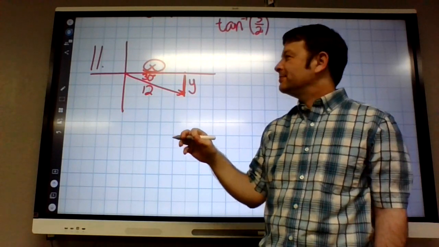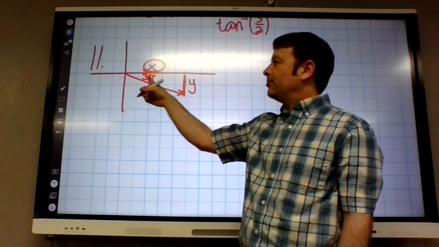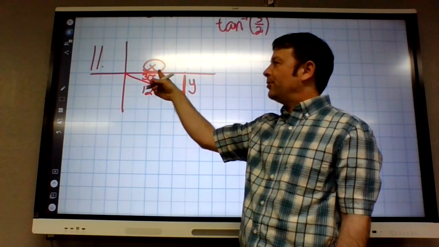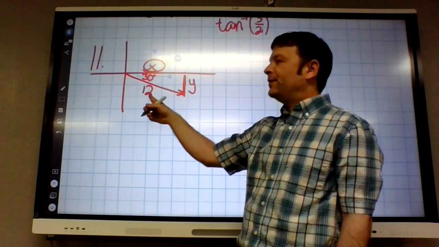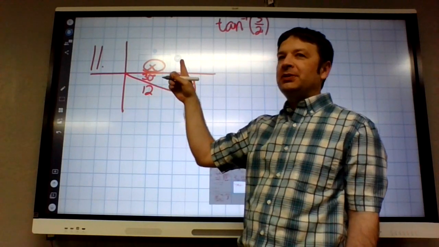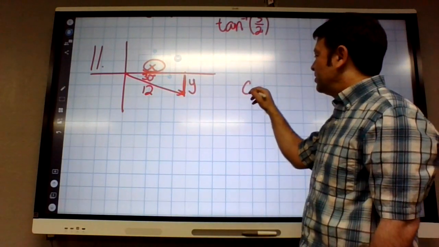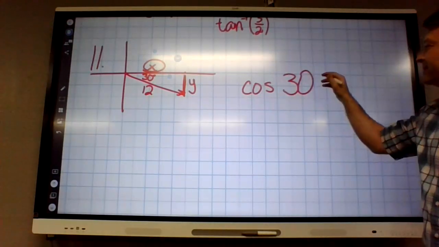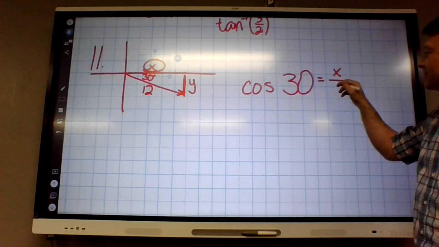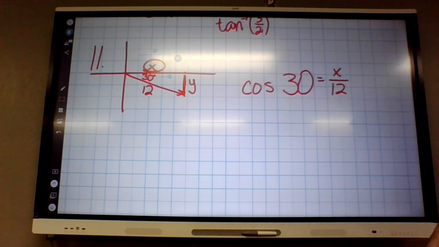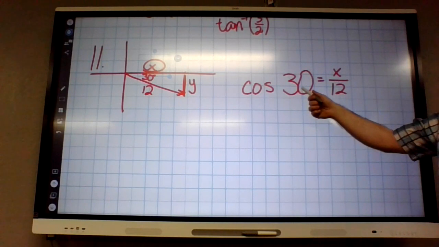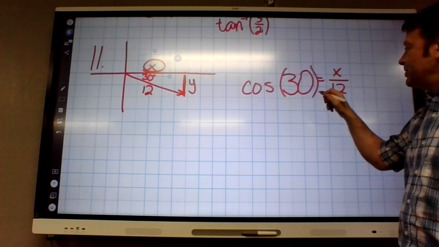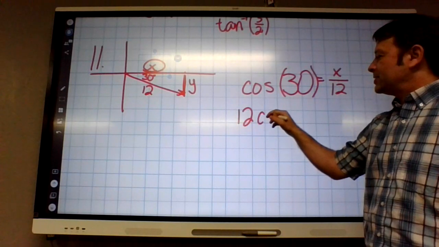We have the hypotenuse and the adjacent. Right, trigonometry. Relative to this angle, we're looking for the adjacent, we have the hypotenuse, and that is cosine. So cosine of 30 equals adjacent over hypotenuse, multiplied by 12. It was just times 12, you guys remember that? So cosine of 30 times 12, you could just plug in 12 cosine of 30.